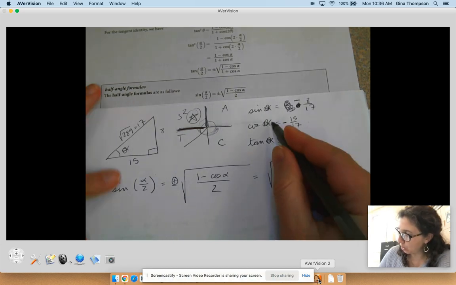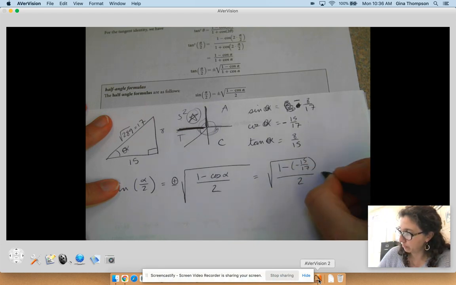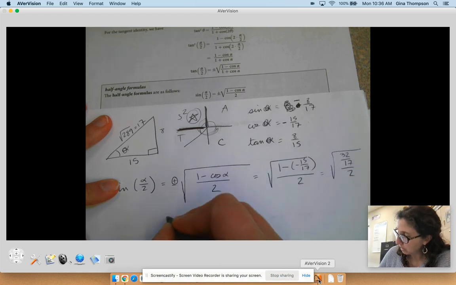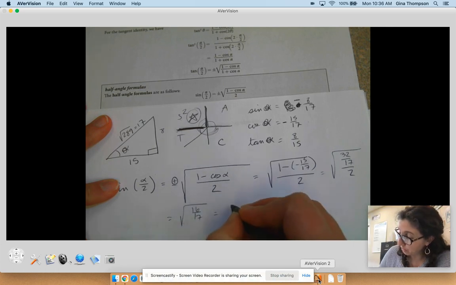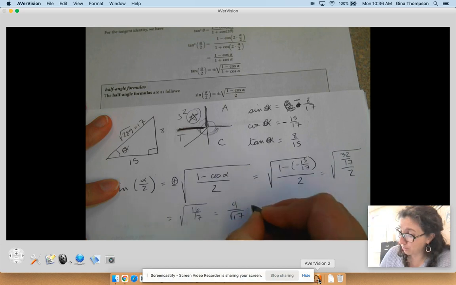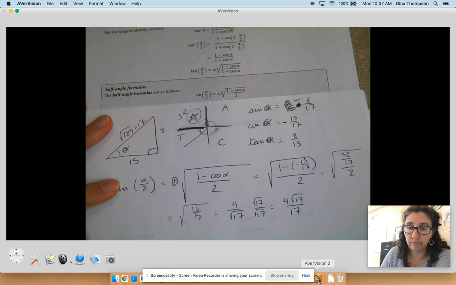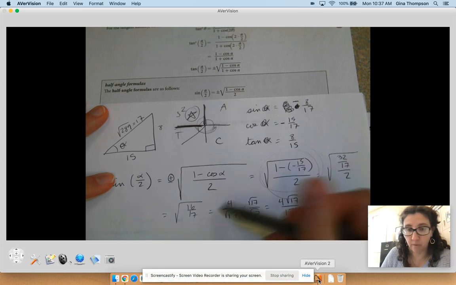So 1 minus cosine of alpha. So 1 minus negative 15 over 17 divided by 2. So 1 plus 15/17. So that's going to be 32/17 all over 2. So that's the square root of 16/17. So what is that? 4 over the square root of 17. If I wanted to rationalize it, that's going to be my final answer. Okay? Anything from here on is really correct. Okay, this is all just kind of simplifying.